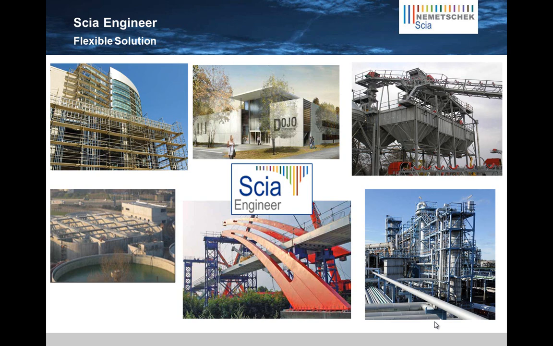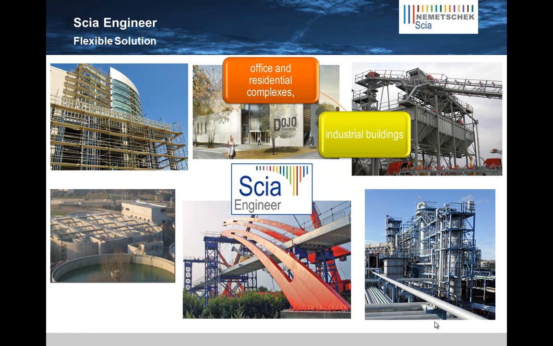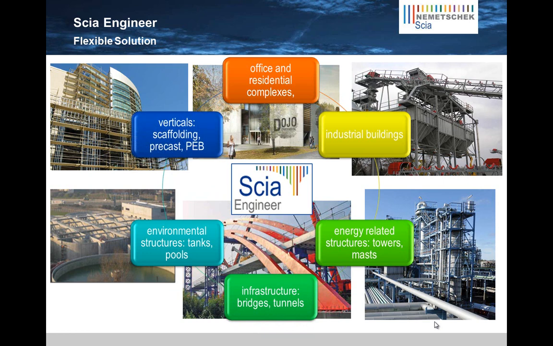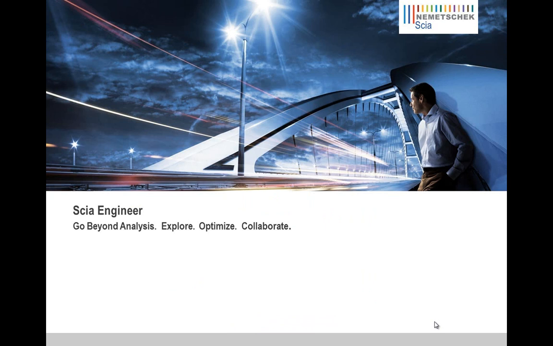While most of our customers are working in the building space, i.e. buildings that involve architects, we also have a large number of customers that work on more industrial types of projects. Energy, petroleum, and chemical installations is another area in which a lot of our customers are working. Transportation and infrastructure type projects. Environmental projects. And we have some very specific technology for the design of scaffolding structures, precast manufacturers, and metal building manufacturers. So that gives you a good idea of who we are and what our clients are doing with Scia.